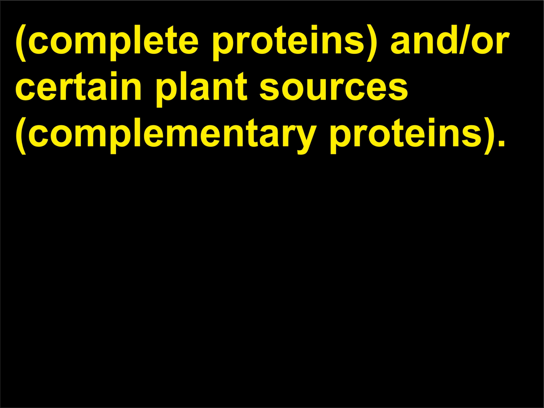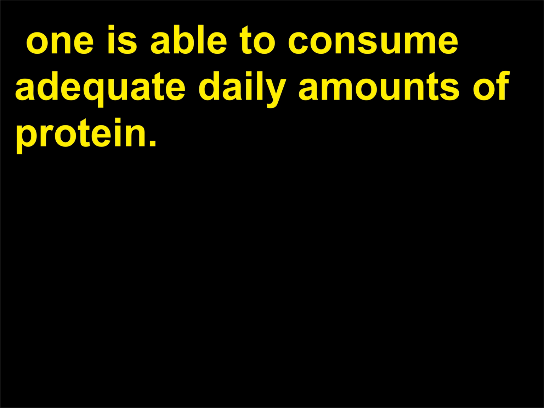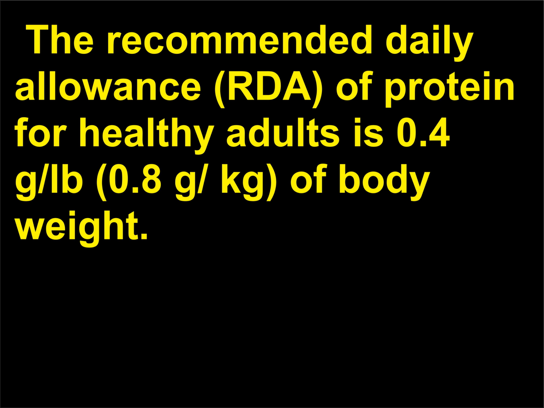Animal meat provides complete proteins, and certain plant sources provide complementary proteins. By combining grains, such as rice, and legumes, such as beans and peas, one is able to consume adequate daily amounts of protein. The recommended daily allowance, RDA, of protein for healthy adults is 0.4 g/lb (0.8 g/kg) of body weight.